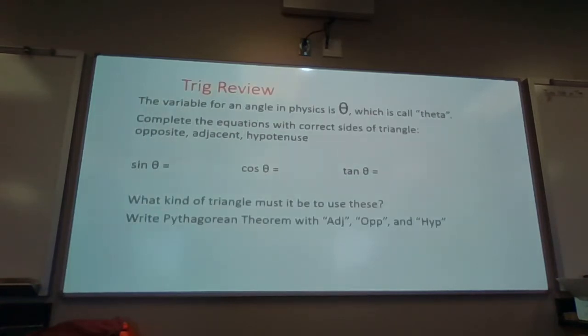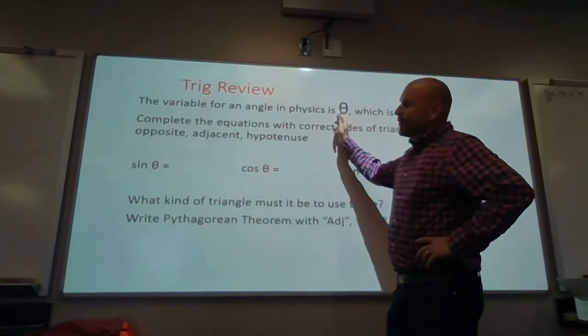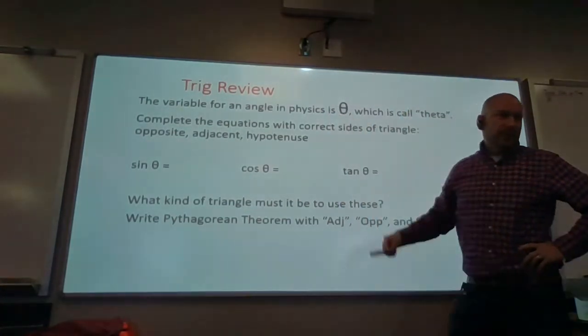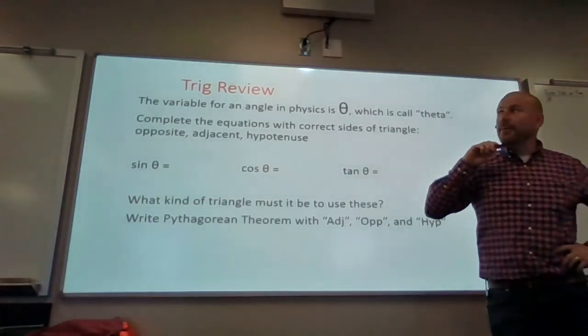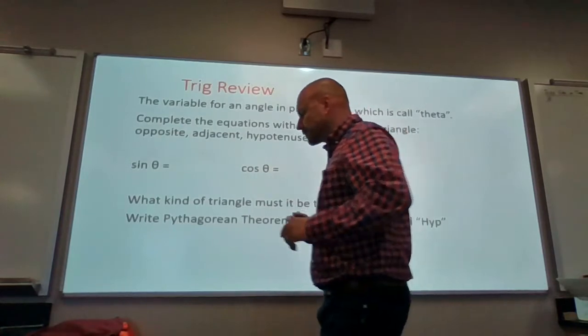All right. Do a little trig review. I'm hoping all this is in there already. But if I just assume so, that usually doesn't go well. So that is why we're doing this review. Okay. So in physics, we like theta. This is our go-to variable for an angle.